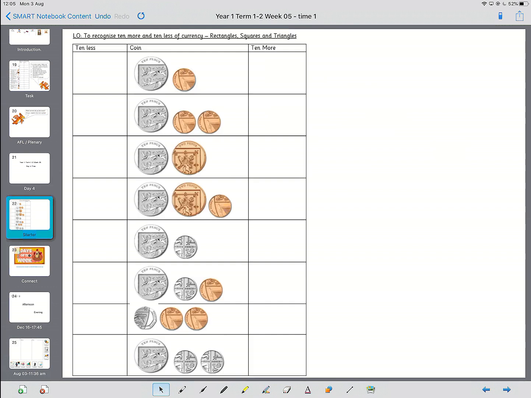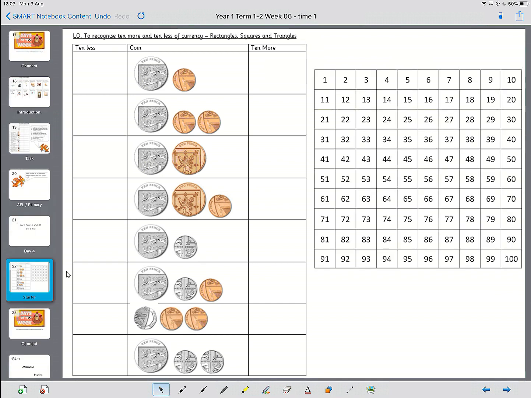Okay, so just like yesterday, I want you to look at more and less of these coins. However, rather than it being 1p less and 1p more, today we are looking at 10 less and 10 more, okay? And I'm absolutely certain you'll be fine with that. You will probably want a 100 square to help you with this though.